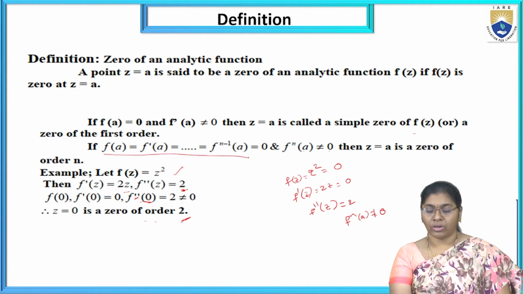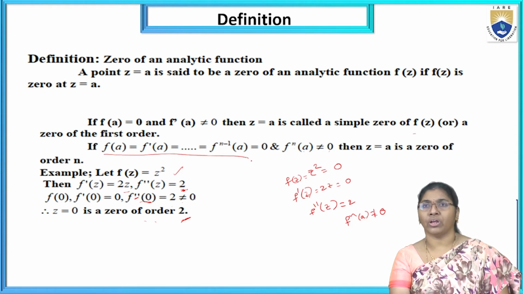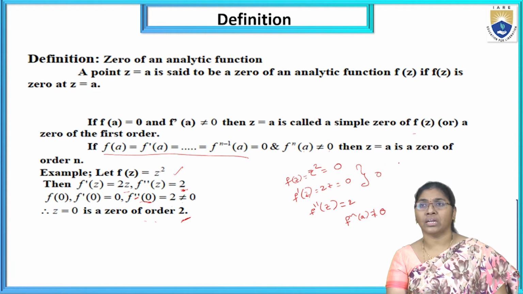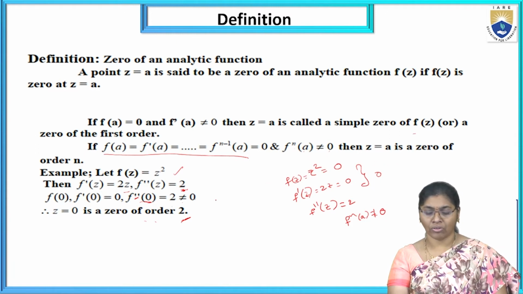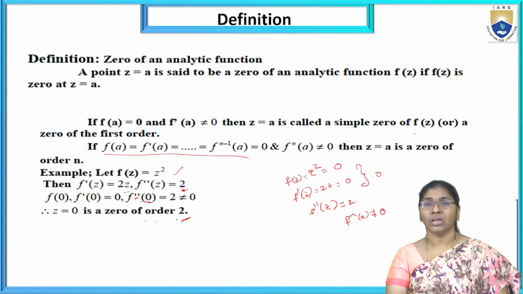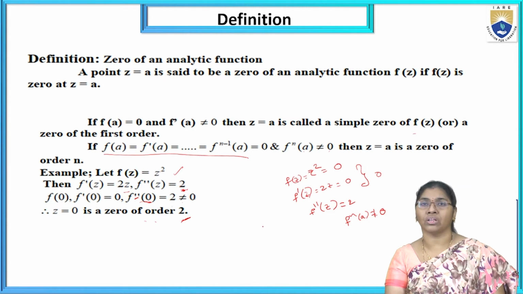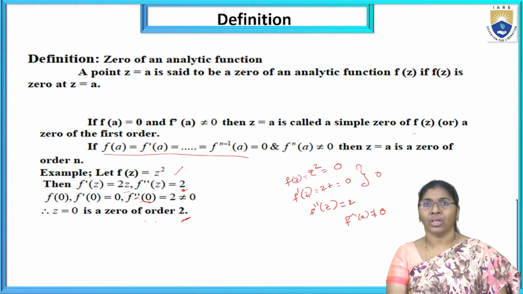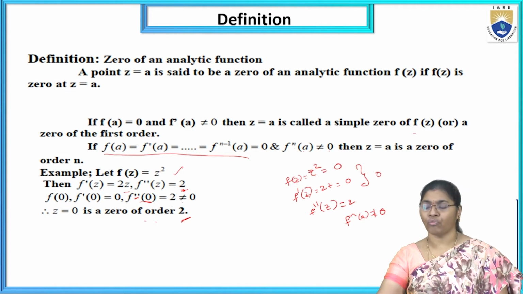This concept is completed. Now f of a, f dash of a, up to f n minus 1 of a are all zeros, but f n of a is not equal to 0, then that is called a zero of order n. Here also the same, a zero of order n. In the earlier example, the direct order is 2. That's why it is a zero of order 2.